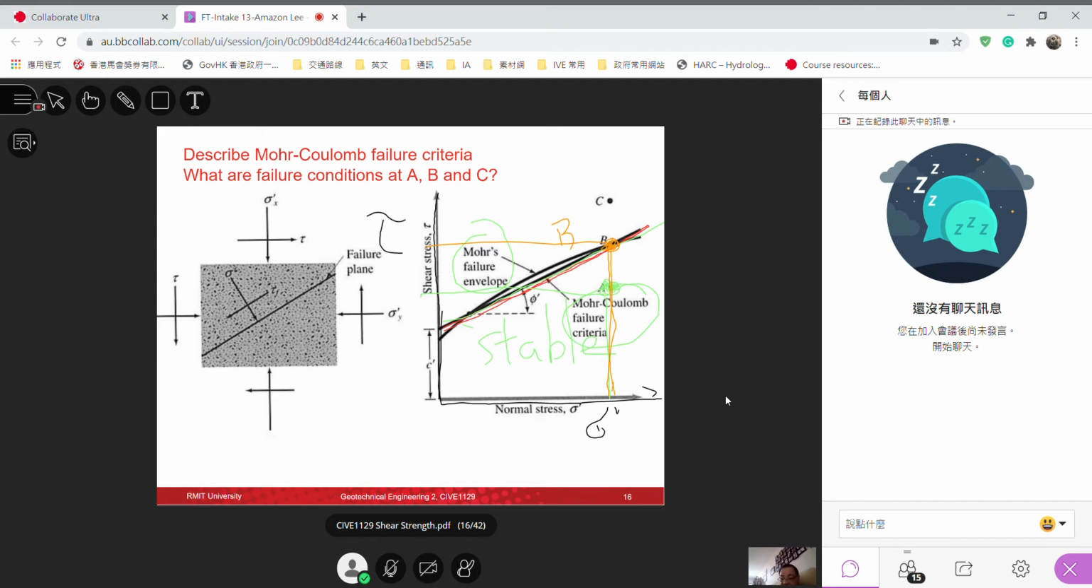Now, if we have a combination of stress where the normal stress is all here, the same magnitude, but then the shear stress is larger, coming to a point above the Mohr-Coulomb failure criteria, above this straight line, resulting in a shear stress in here, then definitely with a combination of normal stress and shear stress like that, the soil will definitely fail.